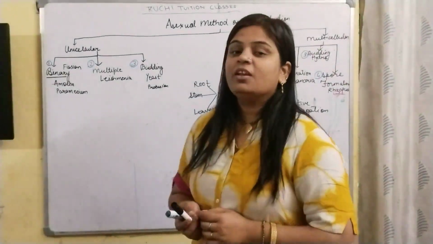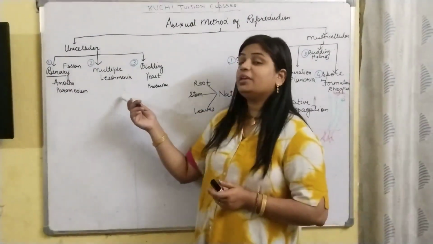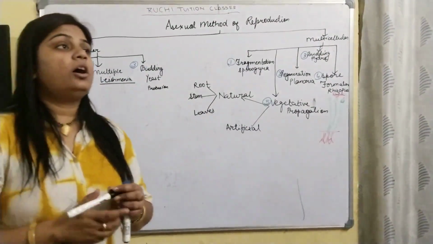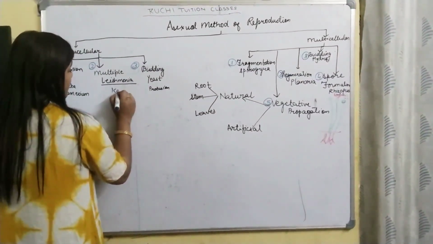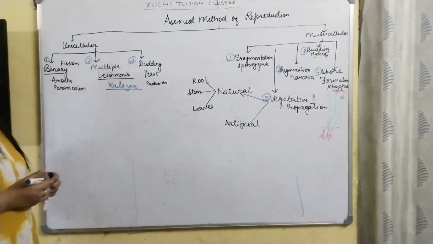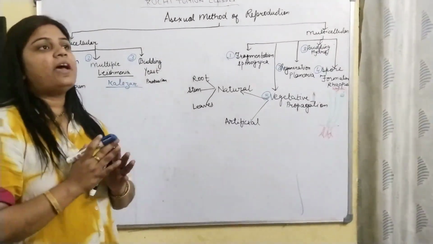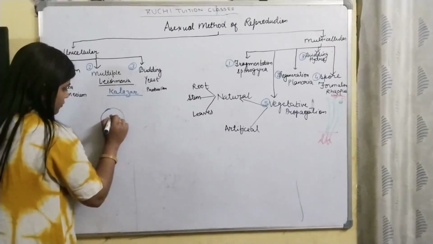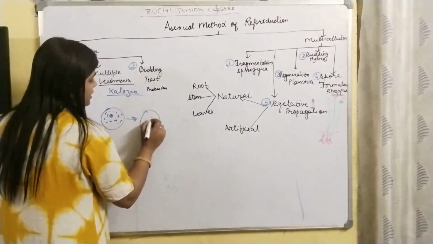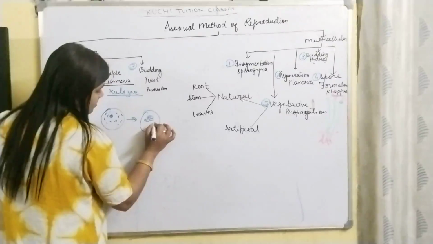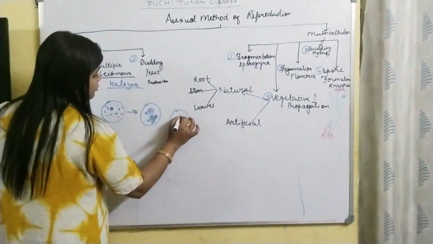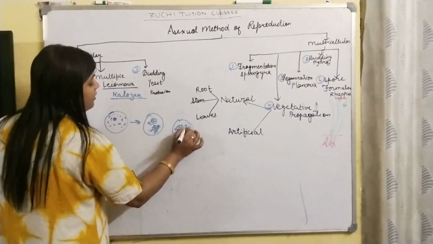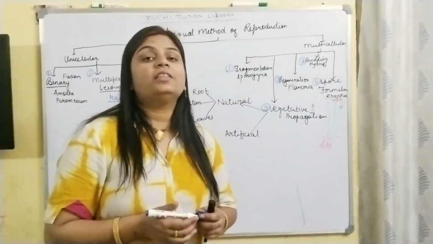Come to multiple fission. In multiple fission, the example is Leishmania. You have heard about Kala Azar fever. That is caused by Leishmania, a protozoan. So what happens in this? The cell is divided into many cells. If the nucleus is here and the cell is present here, this cell is divided into many cells. This is an example of multiple fission, meaning the cell divides from one to many.